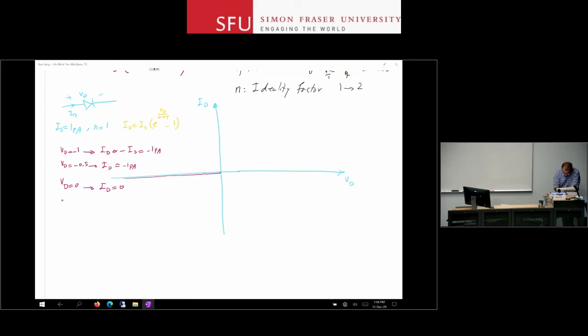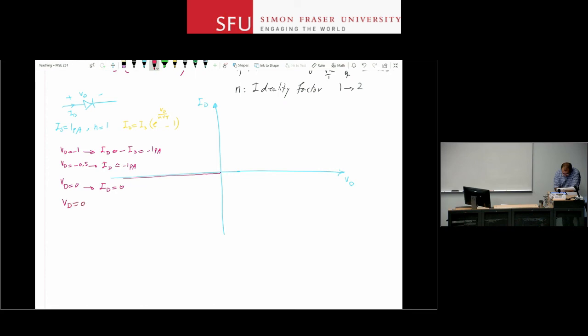Now, what about, let's say, a VD of 0.3 volts? If VD is 0.3, then e to the VD over NVT, 0.3 divided by NVT, is e to the 40 times 0.3, e to the 12. E to the 12 is much, much, much larger than 1 already. So you get a very large number for this portion, and multiplied by IS, if you plug it into your calculator, you get 0.1 microamps.